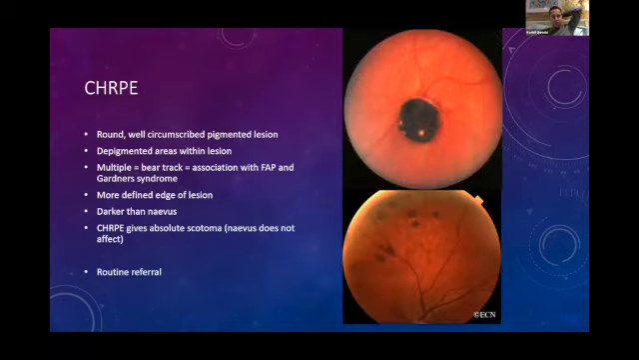Chirpies are round, well circumscribed, pigmented lesions in the retina, often with depigmented areas within the lesion. If you've got multiple, then this might be what we call bear track lesions, which can be associated with familial adenomatous polyposis and Gardner syndrome, but actually it's quite rare. Very often you get bear track lesions without it. You can see a very distinct edge to the lesion. It's much darker and more heavily pigmented than a nevus. And a chirpy gives an absolute scotoma, whereas a nevus doesn't affect the visual field at all. And again, these are routine referrals.